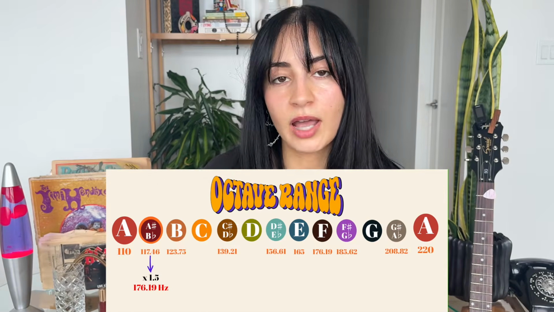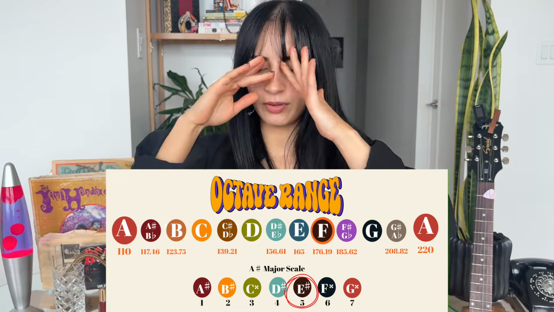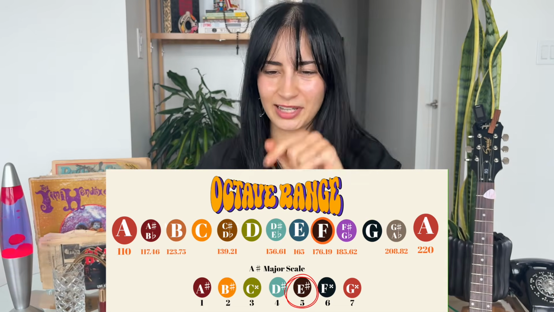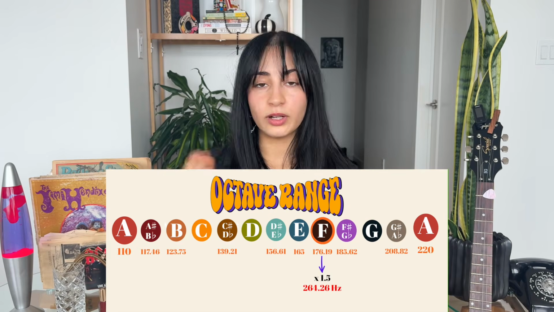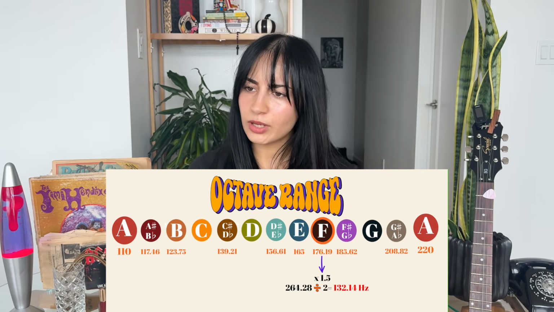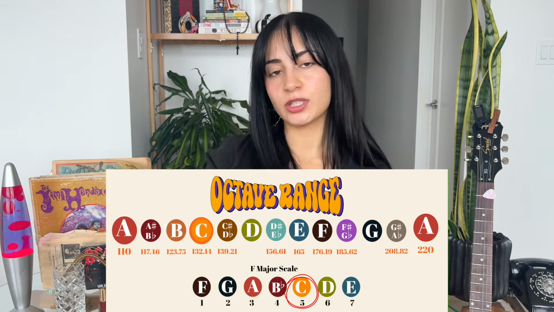Multiply that by 1.5 and we get 176, which is the A sharp's perfect fifth, E sharp. And E sharp is really just F. Still sneaky buggers. So it's the frequency of F. Then we'll multiply that by 1.5 and we get 164, divided by 2, and we get 132, which would be the frequency of the C note.